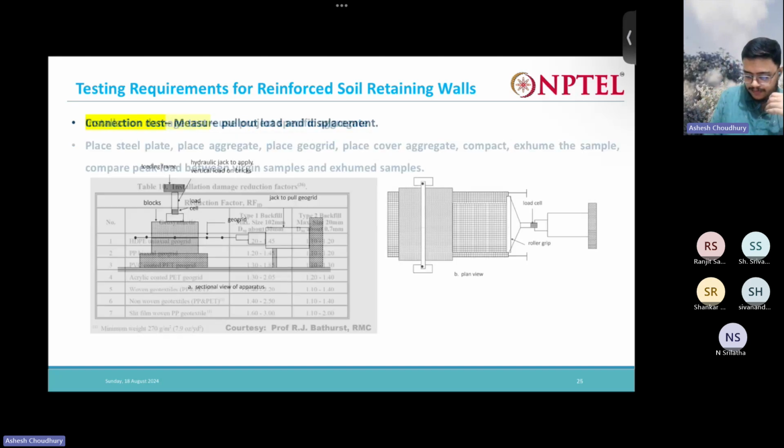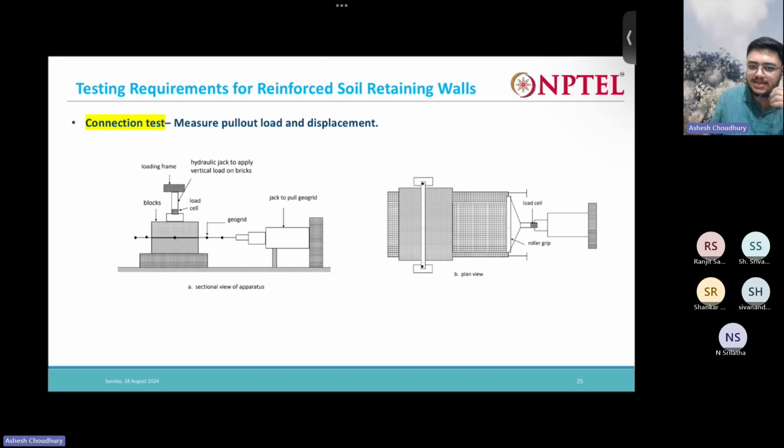Then this is the connection test. This is the upper block, lower block, soil block. The reinforcement is beneath. This is the geogrid, fixed here. Then you just pull the geogrid and check up to how much strength the joint is stable. That is the connection test, nothing else.